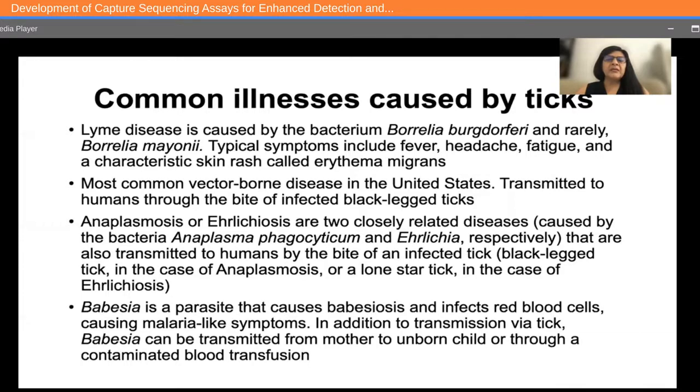Anaplasmosis and ehrlichiosis are also two closely related tick-borne diseases, which are caused by Anaplasma and Ehrlichia respectively, and they are also transmitted to humans by the bite of an infected tick. Babesia is a parasite that causes babesiosis, and it infects red blood cells causing malaria-like symptoms. In addition to transmission via tick, Babesia can be transmitted from mother to unborn child or through a contaminated blood transfusion.